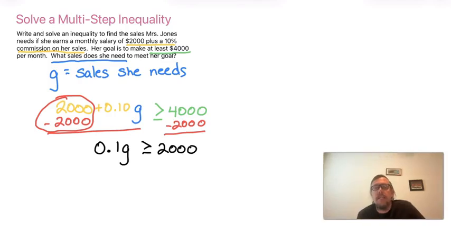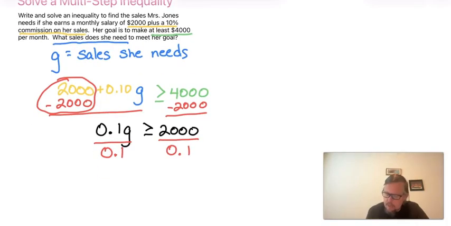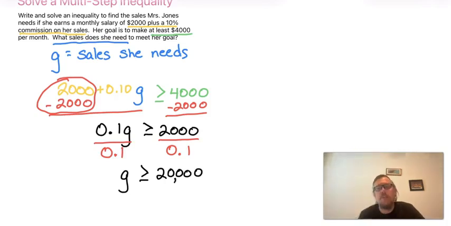And then our last step is going to be to divide both sides by 0.1. You can use a calculator if you want to, but dividing by 1/10 is pretty easy. It's the same thing as multiplying by 10. We are dividing by a positive number, so we do not need to flip the inequality. And dividing by 1/10 just means add a 0 onto the end. So our answer here is 20,000, but let's write our answer in context.